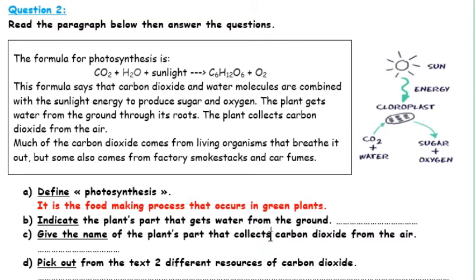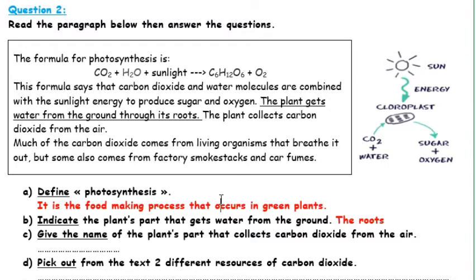Indicate or give the name of the plant's part that gets water from the ground. How do plants take water from the ground? Through what? The plant gets water from the ground through its roots. So the roots help the plant get the water it needs from the soil or from the ground.